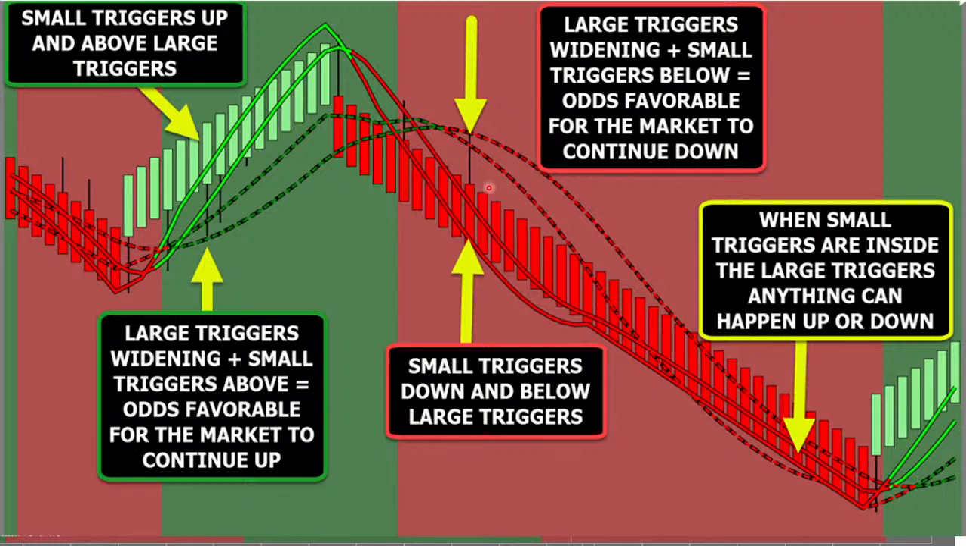Small's below the large, space between the 2. It's this space that defines strength, like scissors that have opened, ready to cut. And when I have strong triggers up, the odds are favorable for the market to continue up. And when I have strong triggers down, the odds are favorable for the market to continue down.